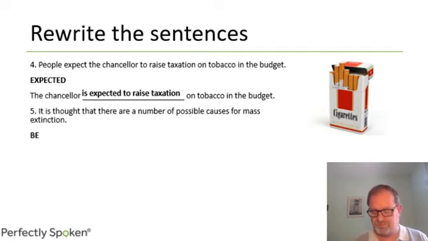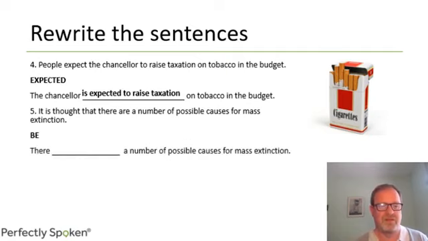verb to be here. And here we're starting with there. So remember, it's there plus passive verb plus infinitive. So the verb is thought, there, are thought, infinitive, to be, a number of possible causes for mass extinction. Could be climate change, meteors hitting the planet, etc., etc.